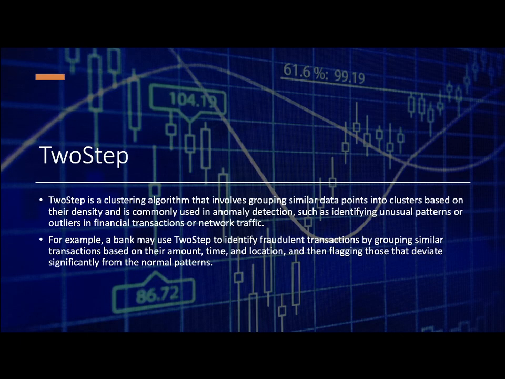And the next tool is also two-step. Two-step is a clustering algorithm, and a bank may use two-step to identify fraudulent transactions by grouping similar transactions based on the amount, time, and location, and then flagging those that deviate significantly from the normal pattern. So people who are having abnormal pattern will be considered as the outliers of the financial transaction.